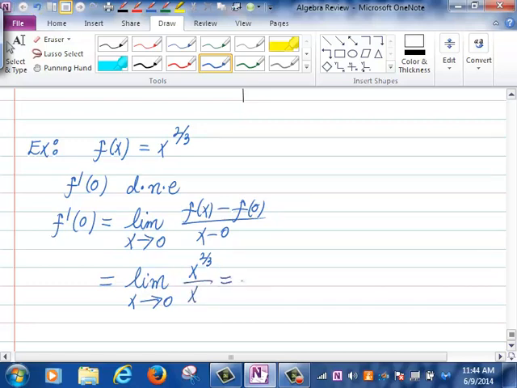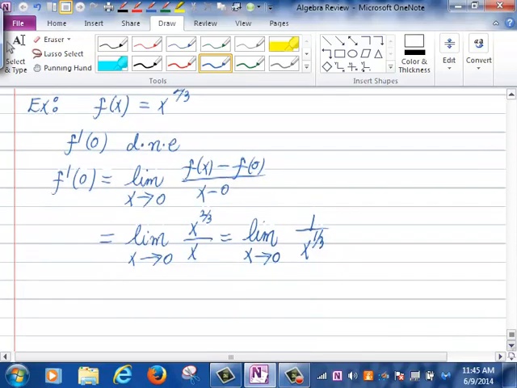Now this time, this is the limit as x goes to 0 of 1 over x to the 1/3, right? Notice that in this case, first of all, the limit doesn't exist as a number, and you cannot even say that it's infinity or negative infinity, because if you go to 0 from the right, you get positive infinity. If you go to 0 from the left, you get negative infinity. Am I making sense?